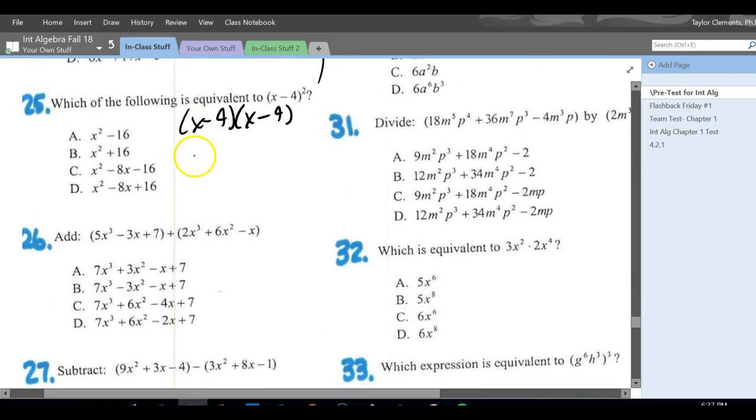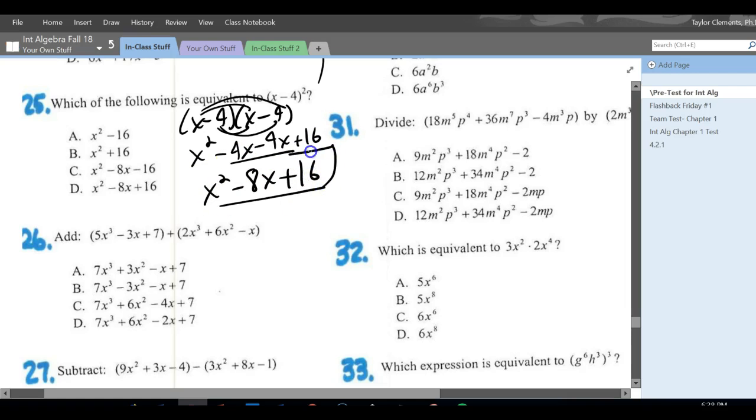So that would be, now this time I won't do the area model. I'll just do it by distributing. X times x is x squared. X times negative 4 is -4x. -4 times x, another -4x. -4 times -4, that's a plus 16. Combine your like terms. x squared minus 8x plus 16. There you go.